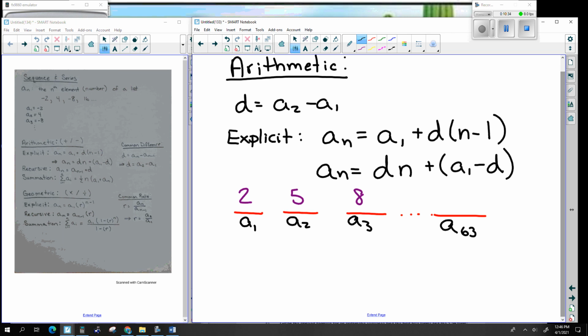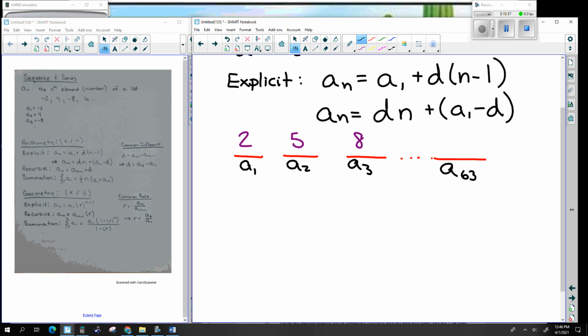This is where the explicit formula is used. You can jump to whatever number that you need as long as you have the appropriate information. So for instance, do you have the difference? Here that would be 5 minus 2, which is 3. So yeah, we do have a difference, and this is indeed arithmetic. Do you have A1? Do you know what the first number is? Yeah, the first number is 2. And do you know what number you want to jump to? Yeah, I want to jump to 63. So that is in essence saying that I want to make n 63.